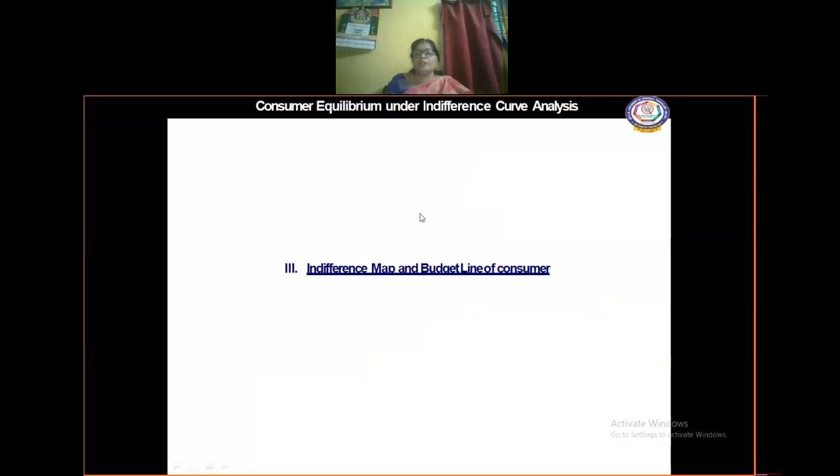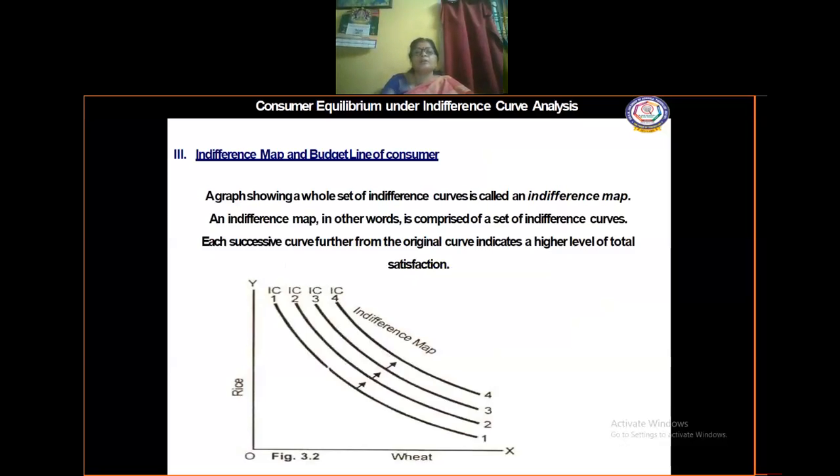Now, the indifference map, as already highlighted, is a set of indifference curves or a family of indifference curves. And the budget line is nothing but the income: with the fixed income, the combination of goods is followed by a consumer. Now here you can see that the indifference map is being presented, and in this graph you can see a set of indifference curves IC1, IC2 and IC3.